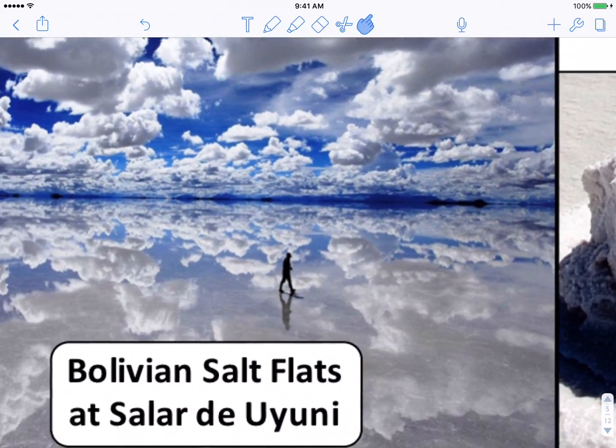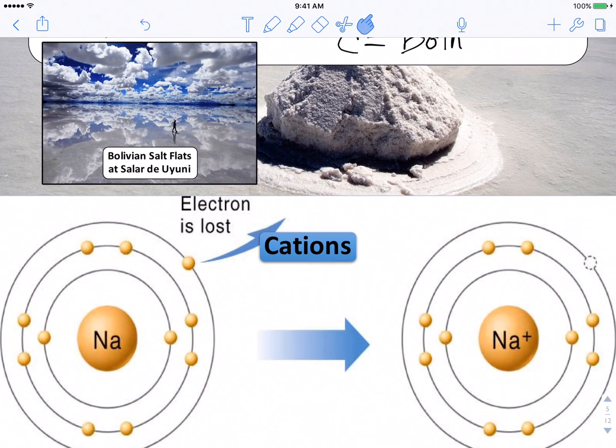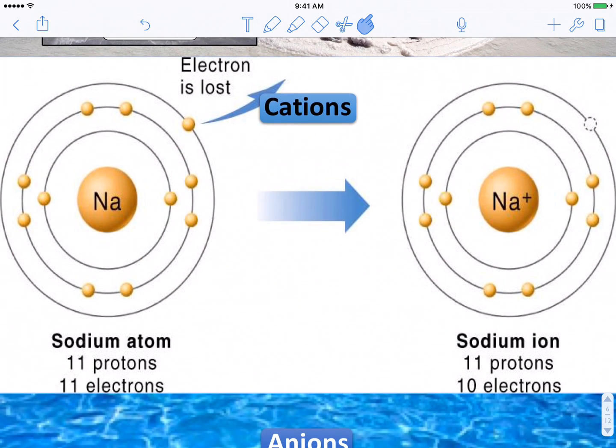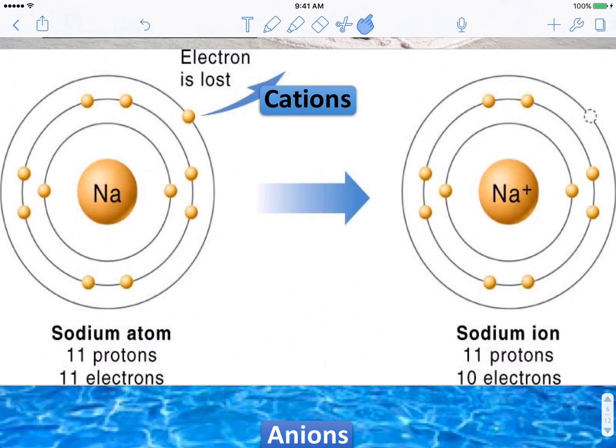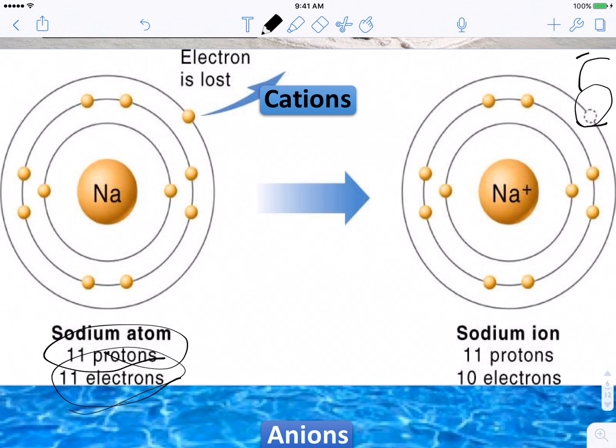Oh, here's another close-up of the Bolivian salt flats in Salar de Uyuni. Okay, so here's a picture of what's going on. If you guys forgot the 1-to-1 ratio of protons to electrons, sodium, if we have our Bohr model, has 11 protons and 11 electrons. When we take one off, this guy has been bumped off. Well, then that means that we now have one more proton than electron. So this is now a positive charge of 1 because we lost an electron. So now it's one more positive than it is negative.